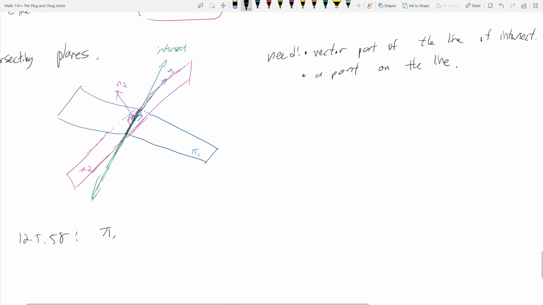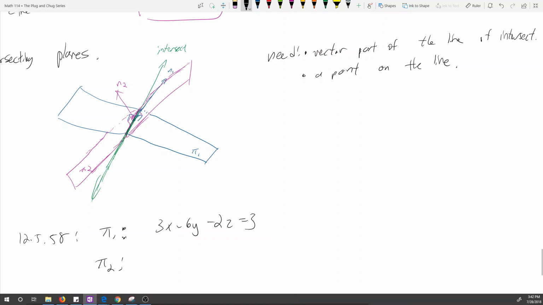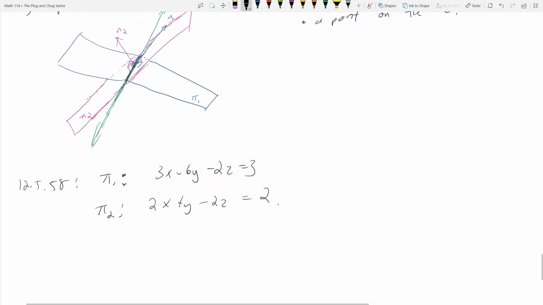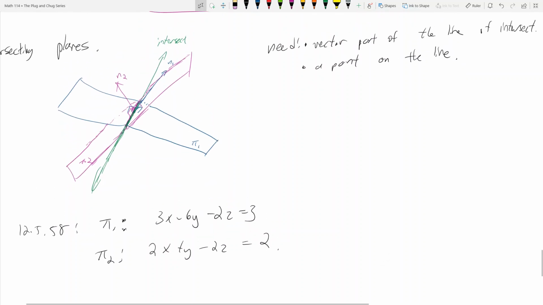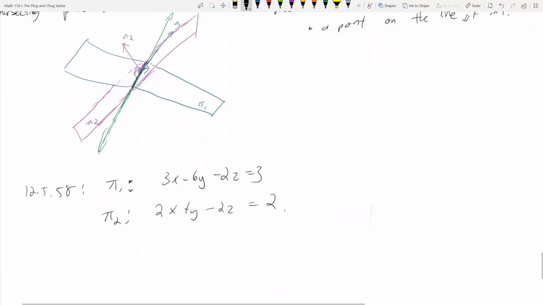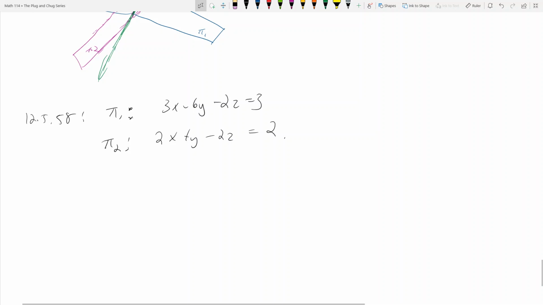So pi 1 is going to be the plane 3x minus 6y minus 2z equals 3, and pi 2 is going to be this other plane, 2x plus y minus 2z equals 2. Again, we need two things: a vector and a point on the line of intersection. The vector part's easy.